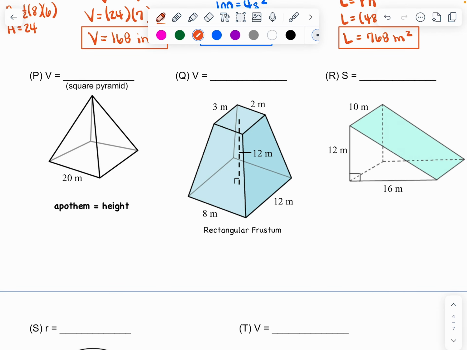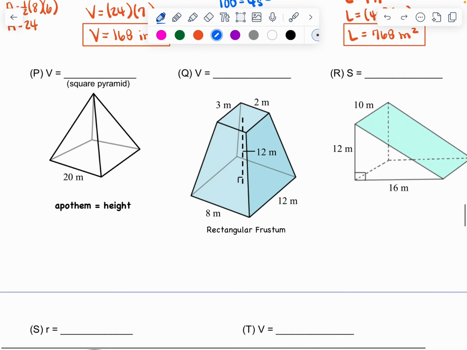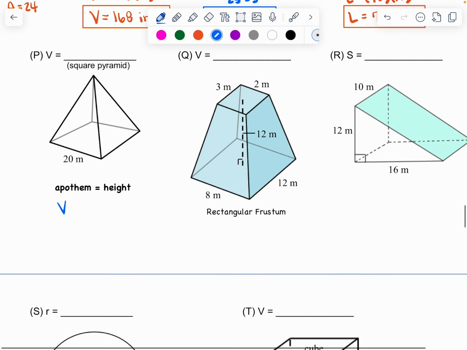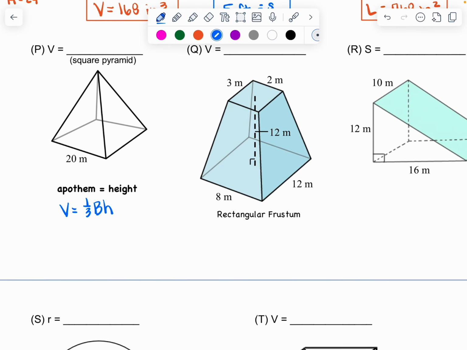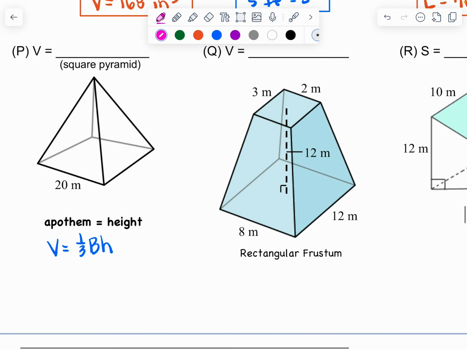I didn't have to find the area of the base, right, because I don't need that for lateral area. All right, P is a little tricky, because they're giving you an added clue down here that the apothem is equal to the height of the pyramid. So that's kind of weird, like letter C that we did earlier. So here we go. They want you to find the volume. Okay, so I'm going to write down the volume formula, which is 1/3 capital BH, because it's a pyramid.